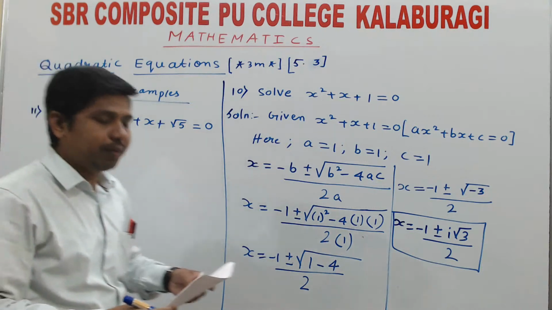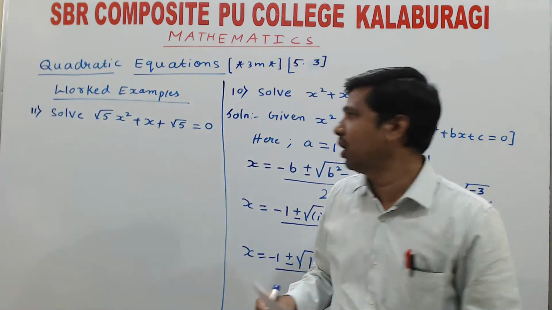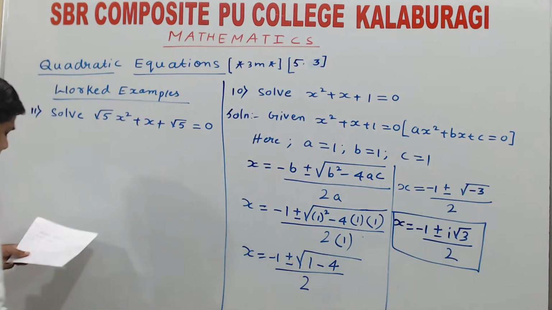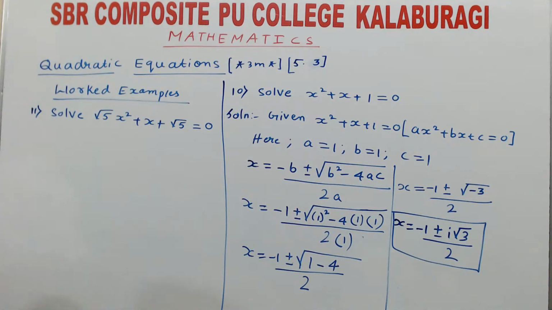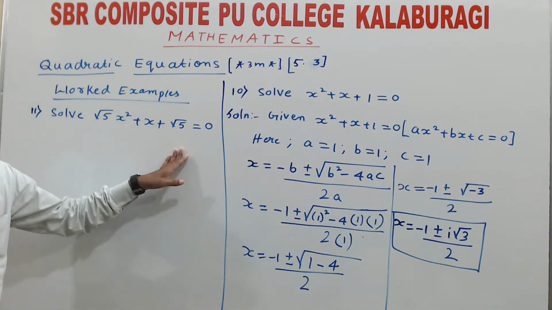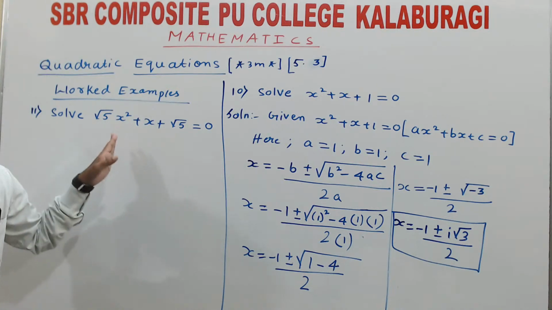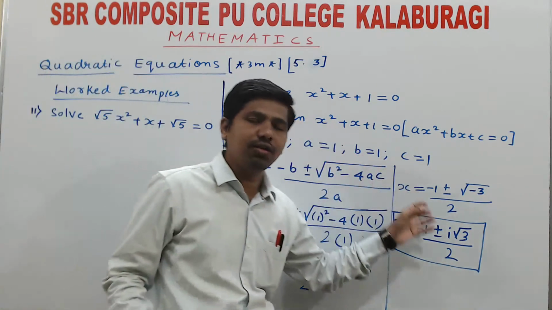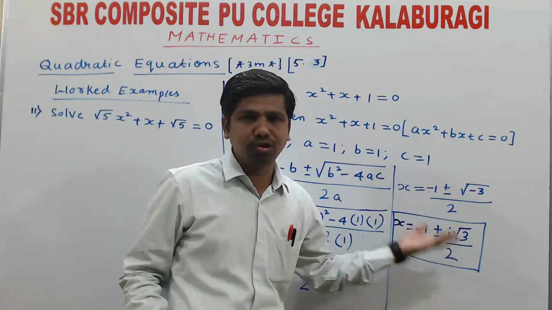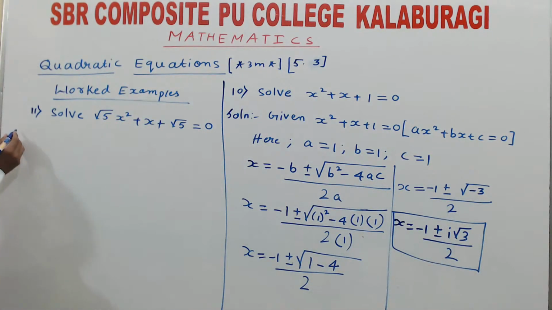Let us see now 11th question, right? It's a worked example. Root 5 x square plus x plus root 5 equal to 0. To solve for this quadratic equation, that is you have to find the solution or roots for this quadratic equation, and the solution and roots are written as definite and imaginary roots, right? Okay.